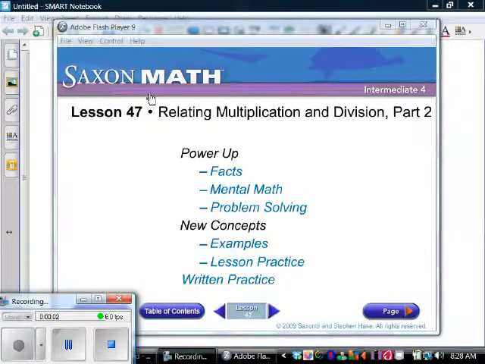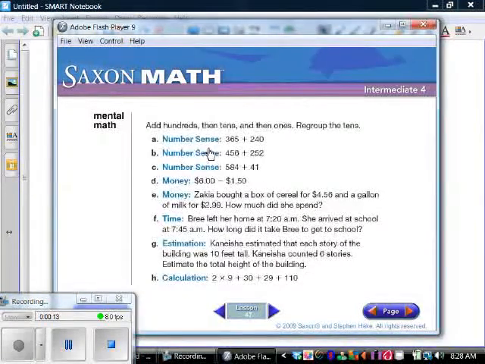Okay, Saxon 4 Math Group, we are ready for Lesson 47. It's going to be dealing with relating multiplication and division again, so we're on Part 2. Let's warm up with some mental math.